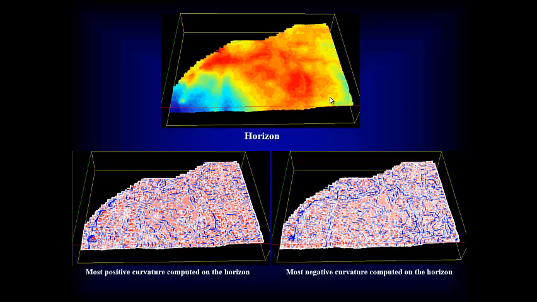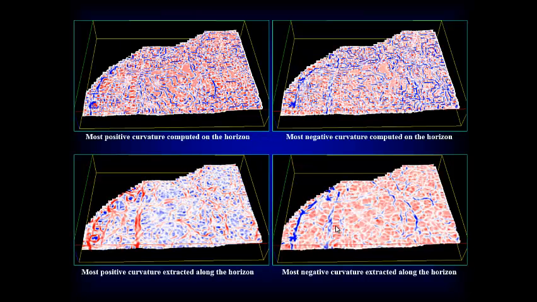For example, here is a horizon picked on a 3D volume, and here is the most positive curvature computed on the horizon, and similarly negative curvature here. Now, if you examine these two slices closely, you will be confused as to how much value they are adding to our interpretation. But if I show you the equivalent slices from the volume computation shown below, with the same set of slices computed on the horizon on top, notice this is more robust.